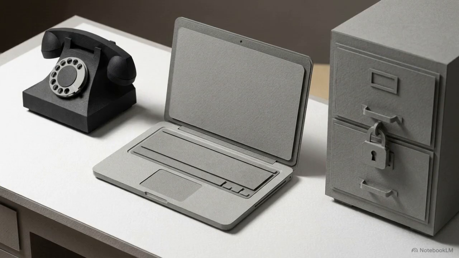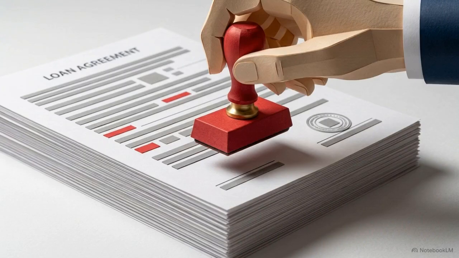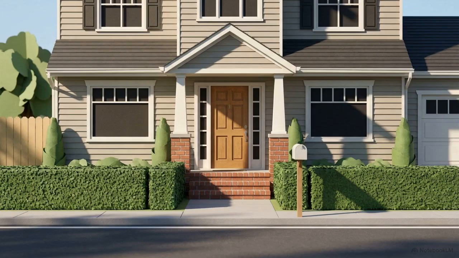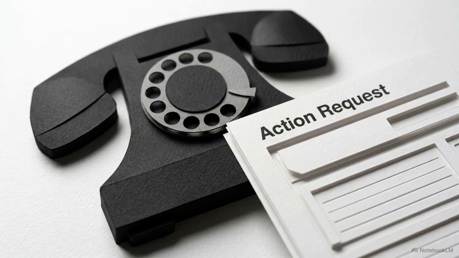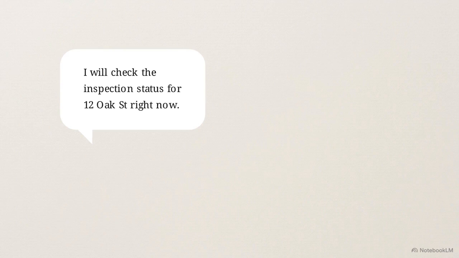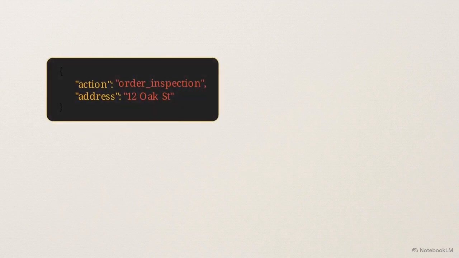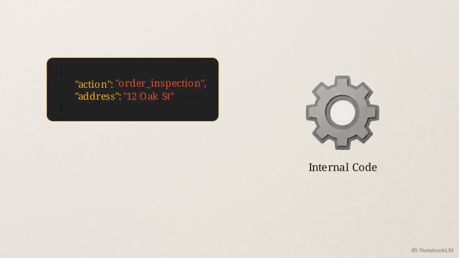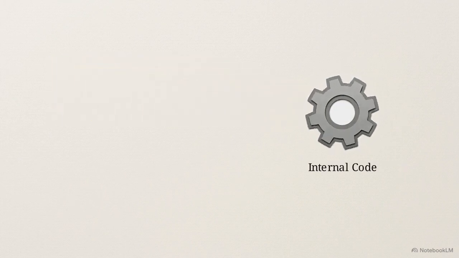Even with a full client file, the expert is still trapped on the phone. They cannot legally approve a loan, pull a credit report, or drive to inspect a property. We give them hands through tool calling. Instead of speaking in conversational paragraphs, the model outputs a rigidly formatted request, asking your system to take a specific action. Your internal code executes the request.